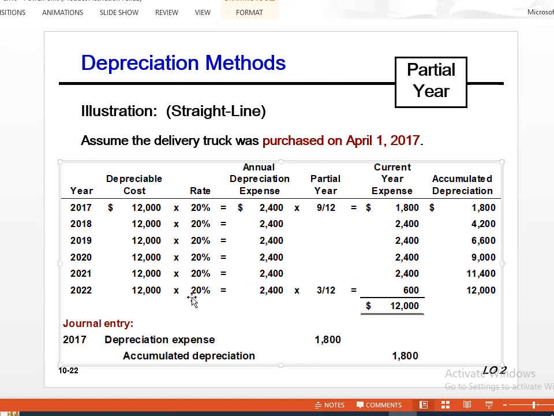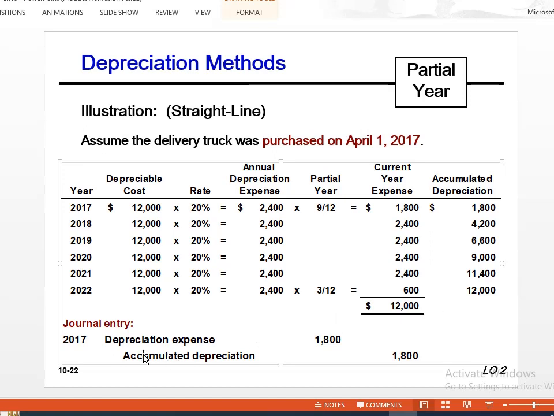But in 2022, the asset stayed with us until 31st of March. So January, February and March, only for 3 months. So 3 by 12. My current year depreciation, meaning 2022 depreciation, is 600 because I have to multiply it with the fraction: 3 months it stayed with us out of 12 months. And then you can calculate your accumulated depreciation. Accumulated depreciation is the same basket. You keep on adding every year's depreciation in it.